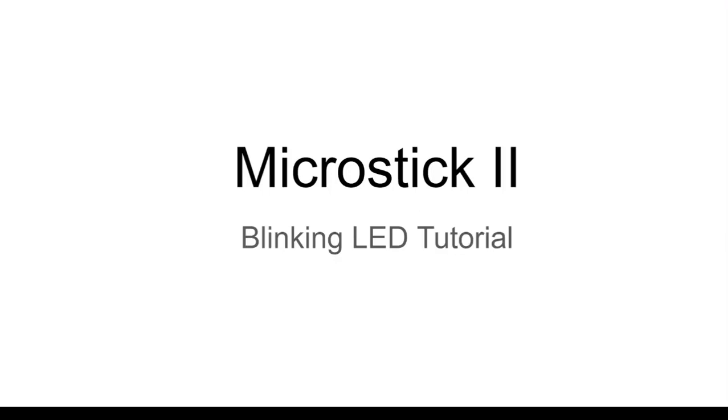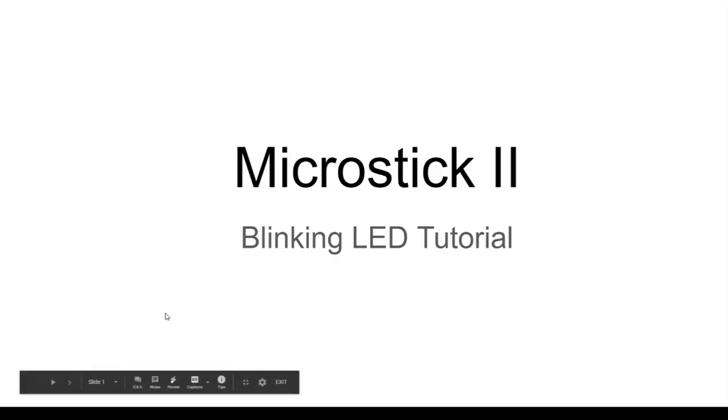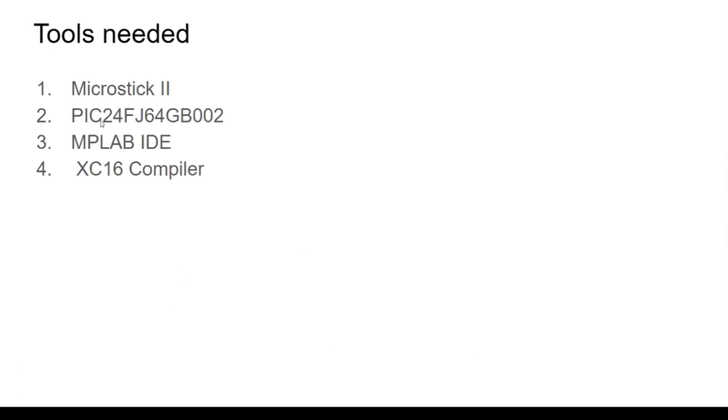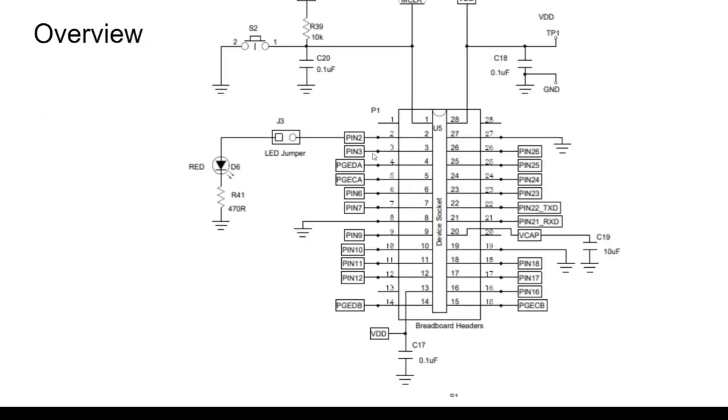In this video, I will show you how to make the LED blink on the Microstick II. You will need a Microstick II and install the PIC24FJ64GB002 chip onto it. You will also need the MPLAB IDE and the XC16 compiler installed. Here is a schematic of the Microstick.